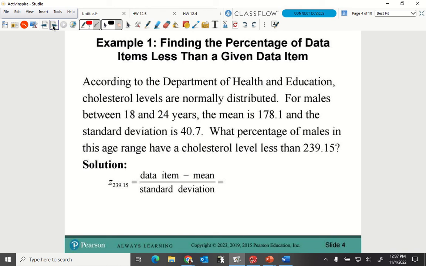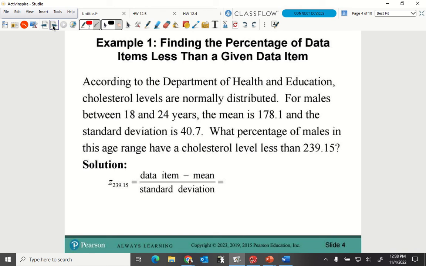So according to the Department of Health Education, cholesterol levels are normally distributed for males between 18 and 24 years. The mean, which is my average, right, is 178.1. Standard deviation is 40.7. What percentage of males in this age range have cholesterol less than 239.15? So here's the formula.